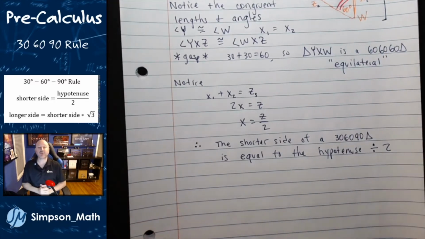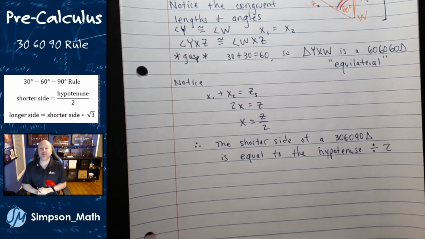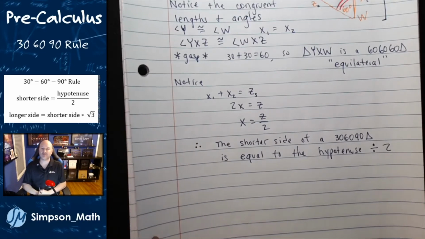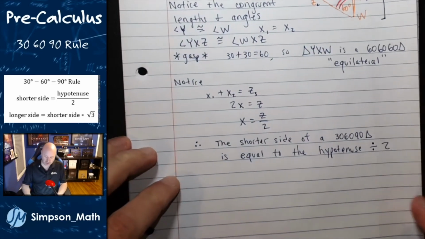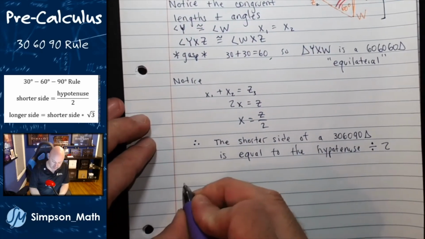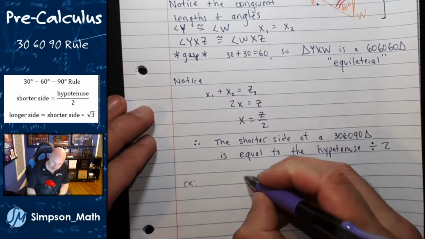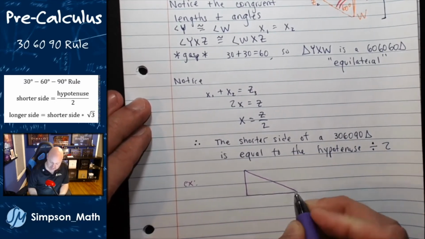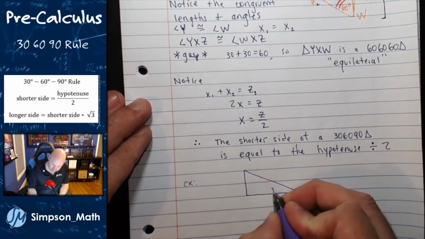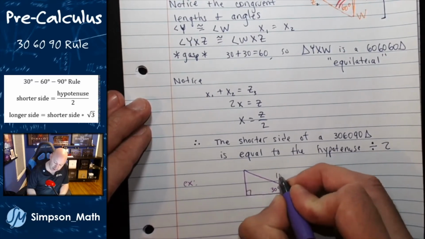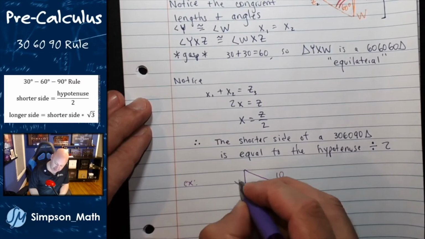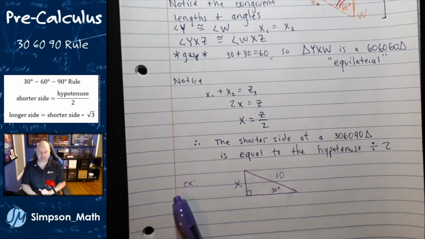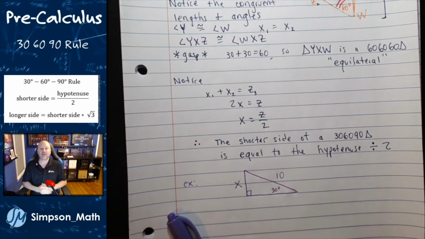And I just claim that the shorter side of any 30, 60, 90 triangle is going to be equal to the hypotenuse divided by 2, always and forever. So just a quick little example. If you have this 30, 60, 90 triangle, and the hypotenuse is 10, and you want to find that x value over there. How could I find the value of x?